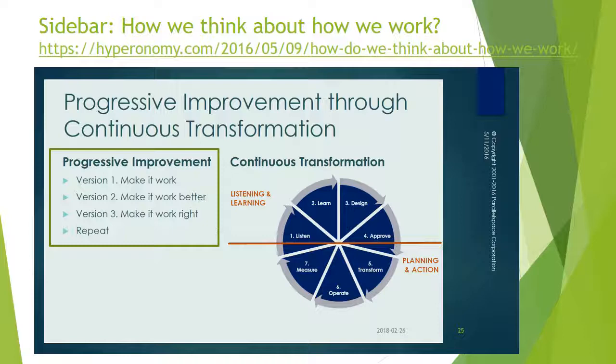From that, we're going to get some learnings, and we've been talking about some of those learnings already in terms of defining the C#.NPC language. Then we're going to move to make it work better and make it work right in subsequent versions, and those help guide our roadmap as well. So the first step of the roadmap, make it work. Second step, make it work better. Third step, make it work right. All based on learnings from the previous efforts, and that's what I'm trying to highlight here. There's actually an article, how do we think about how we work, on my blog site, hyperonomy.com, that you might want to take a peek at.